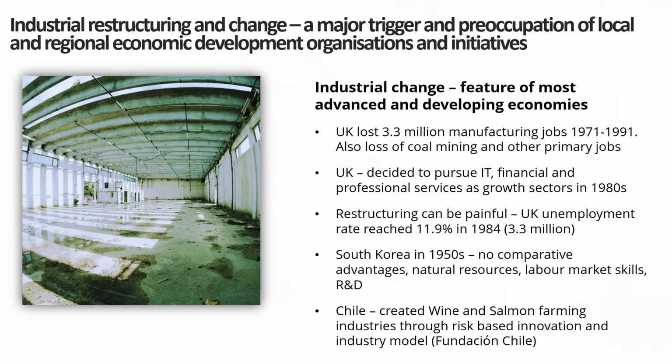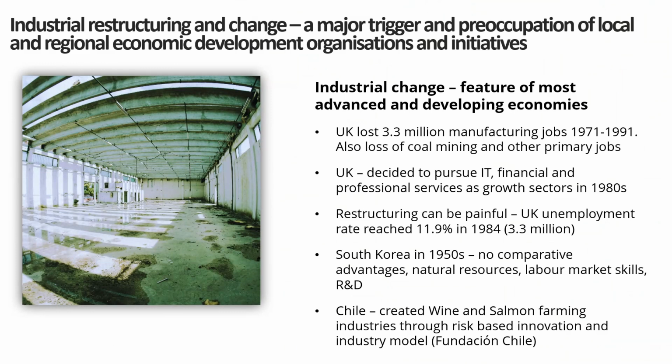Industrial restructuring and change is a major trigger and preoccupation of local and regional economic development organisations and initiatives. For example, the UK lost 3.3 million manufacturing jobs over a 20-year period during the 1970s and 80s, and it lost other primary jobs such as coal mining. There was a decision to pursue sectors such as financial and professional services. A lot of the activities that local economic development deals with is the pain of this economic restructuring.